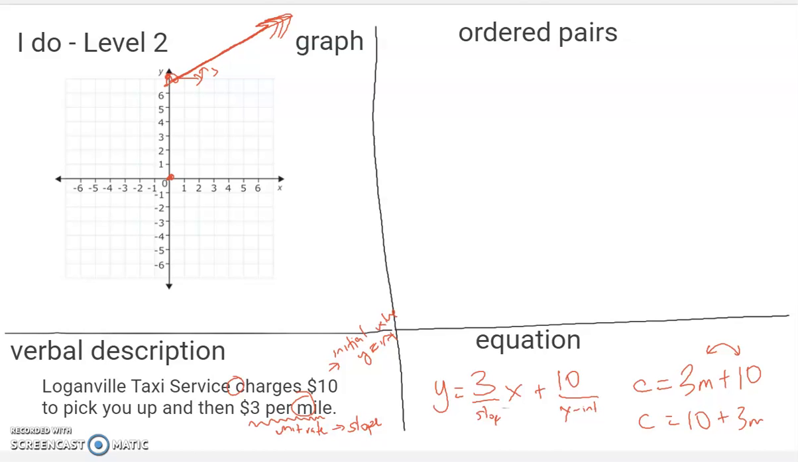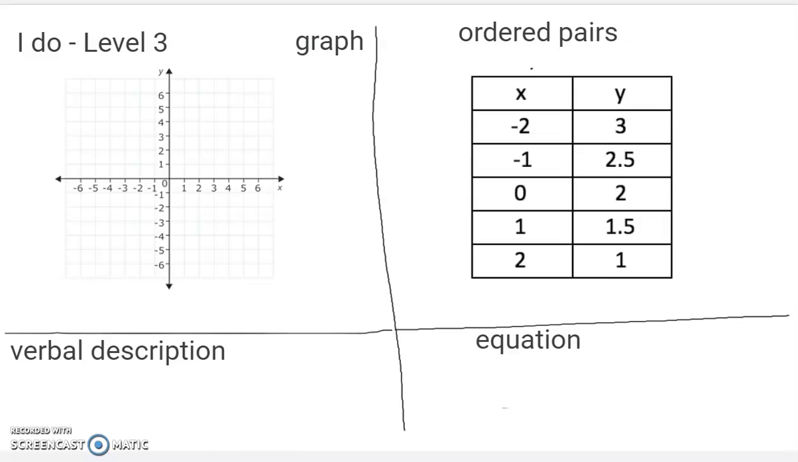Okay. Level 3s are what if I give you ordered pairs and ask you to write the equation from that. I want to write that equation in slope-intercept form, which is going to be y equals blank times x plus blank, where that's the slope, and that's the y-intercept. But I don't have the slope, and I don't have the y-intercept. Neither one. Well, kind of.